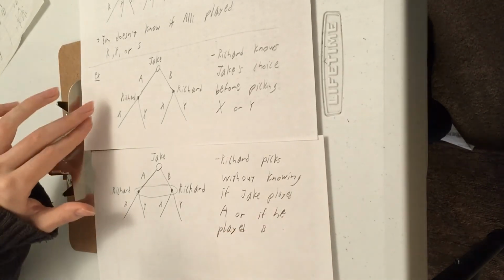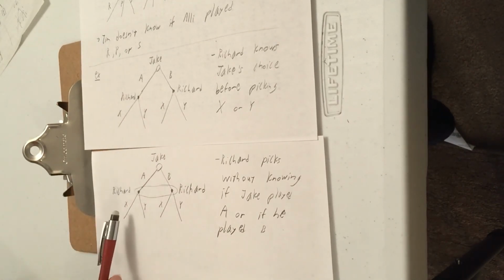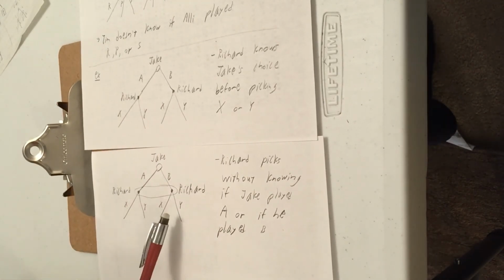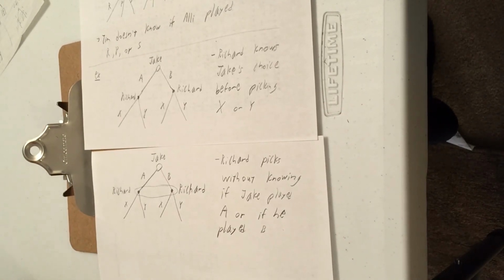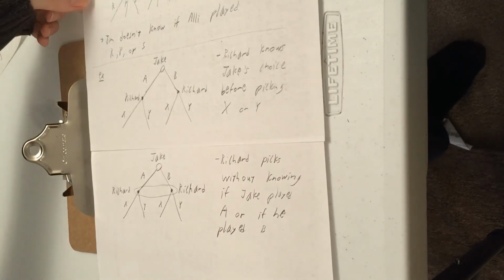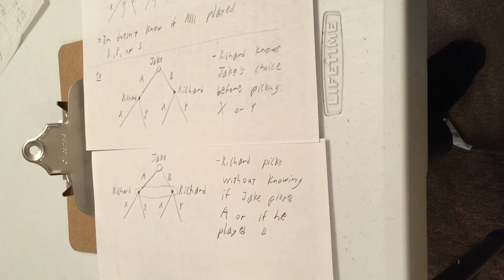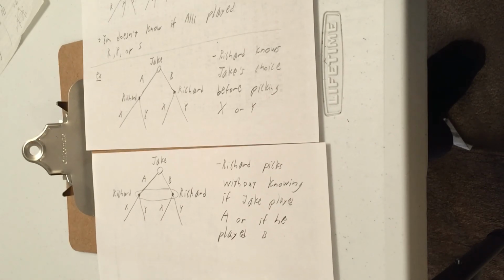So here Richard has full information. He knows what happens before he picks. Here he's in the dark, and that circle there tells you the difference. Now this will change Richard's options.